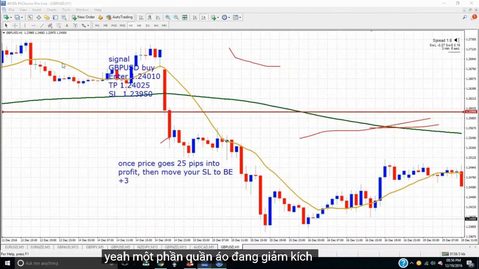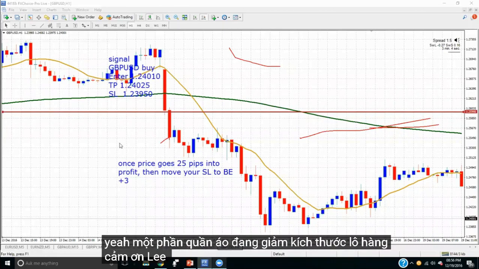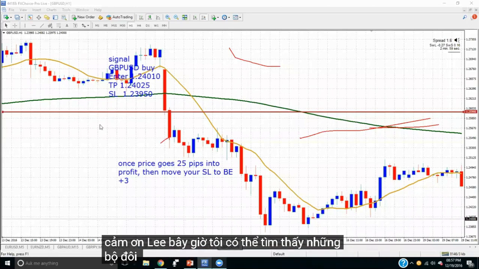Yeah, partial close is reducing the lot size. Thanks, Lee. Now I can find my other sets of pairs. Yay!